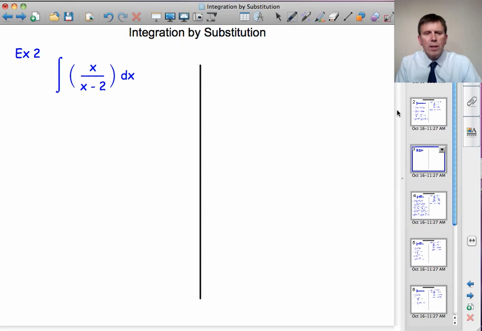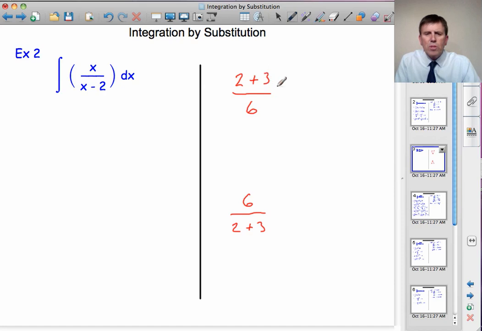Example 2. Integrate x over x minus 2 with respect to x. Now before designing a substitution for this question, let me show you how an expression is far easier to deal with if it's got 2 terms on the top and 1 on the bottom than if it has 1 on the top and 2 on the bottom like this. So let's consider numbers to start with. What if we had 2 plus 3 divided by 6? Let's compare that with 6 over 2 plus 3.